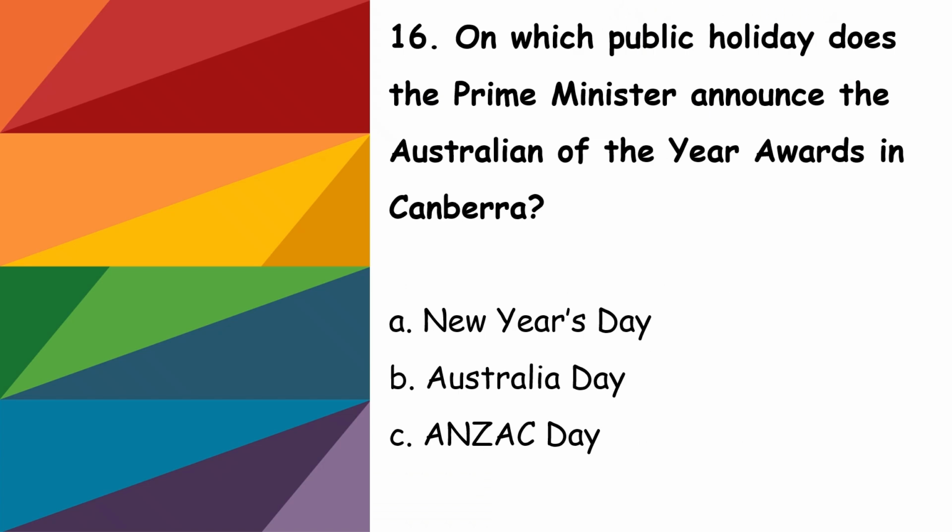Question 16. On which public holiday does the Prime Minister announce the Australian of the Year awards in Canberra? A, New Year's Day. B, Australia Day. C, Anzac Day.